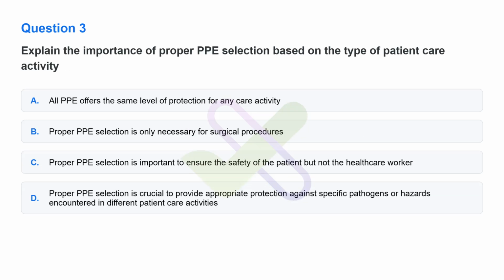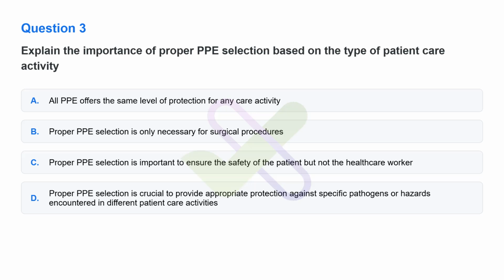Explain the importance of proper PPE selection based on the type of patient care activity. A. All PPE offers the same level of protection for any care activity. B. Proper PPE selection is only necessary for surgical procedures. C. Proper PPE selection is important to ensure the safety of the patient but not the healthcare worker.